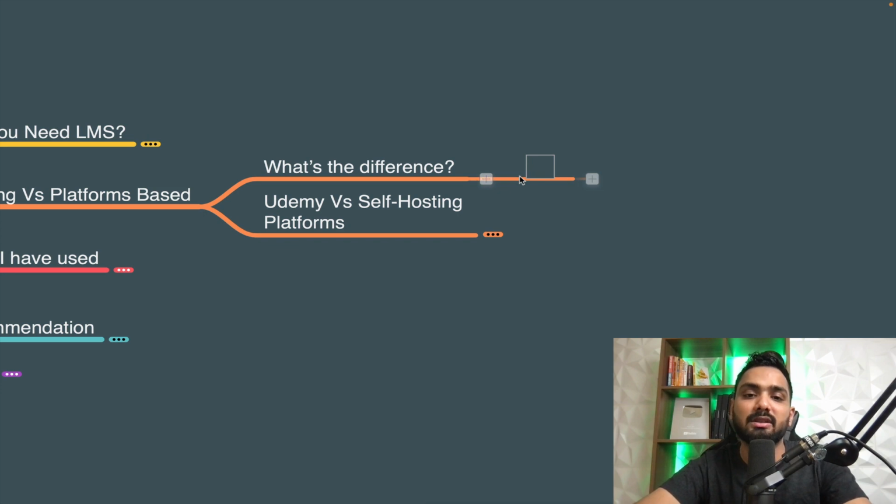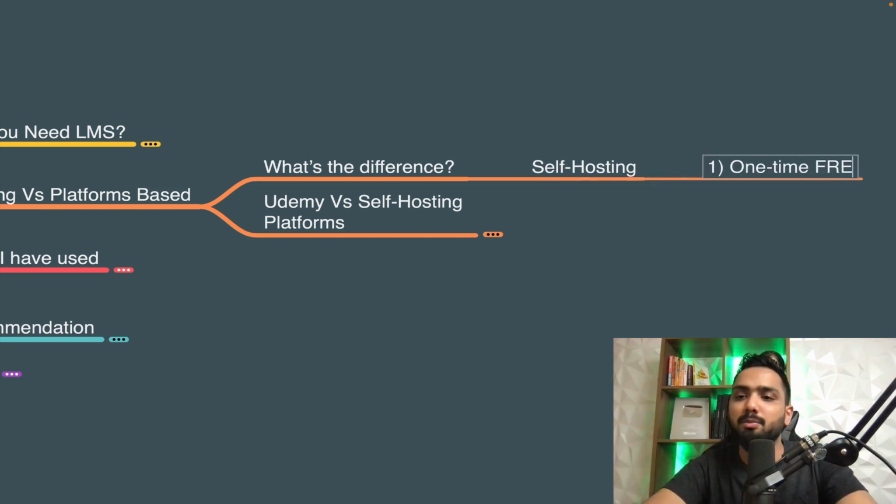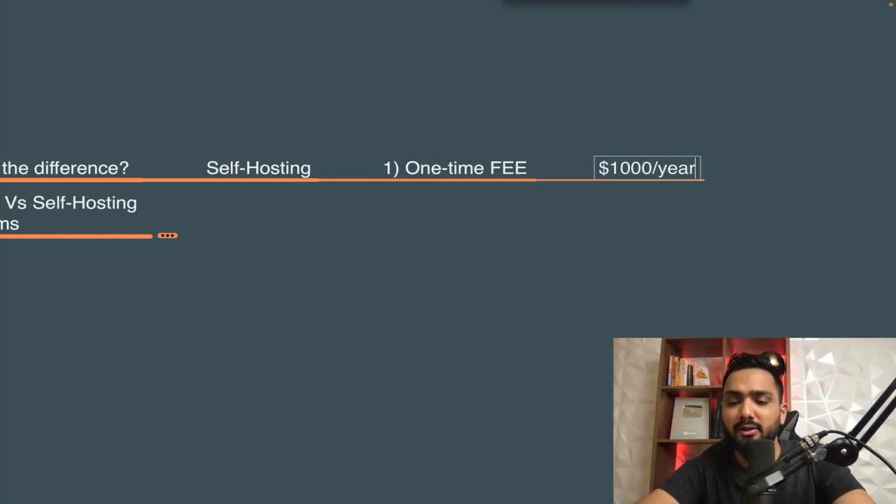Now also, self-hosting platforms are of 2 types. All right, number 1 is where it gives you a one-time fee, right, which basically it will charge you, let's say $300 a year, $500 a year, $1,000 a year, and let's imagine it charges you $1,000 a year.